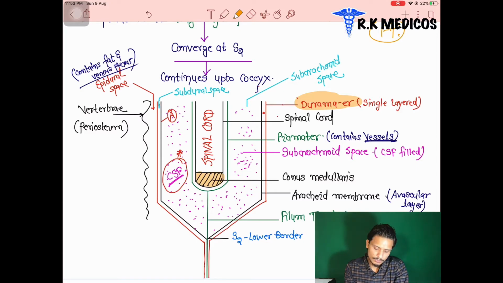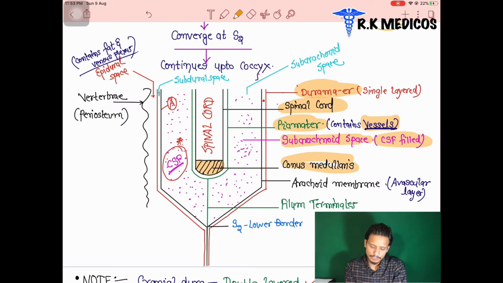Here is the spinal cord. Inside, the innermost layer, you can see the pia mater contains blood vessels. That's why they are forming the choroid plexus, and later on they are going to supply the blood to the spinal cord. The subarachnoid space contains the CSF fluid, and the conus medullaris is the terminal end of the spinal cord. I already told you the arachnoid membrane is the arachnoid layer.